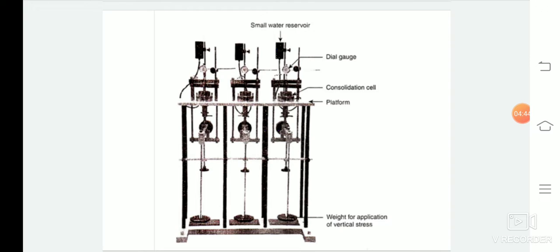Actually, this is a figure of a 3-gang consolidation apparatus where 3 sets of consolidation can be done consecutively. So there is the small water reservoir and the dial gauge where the deformation can be measured. This is the consolidation cell, and there is the platform.